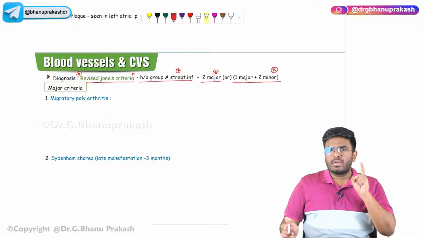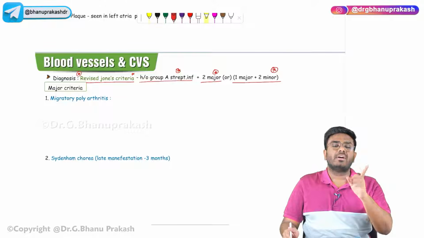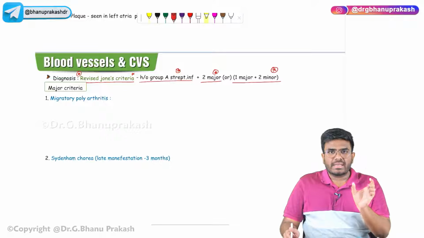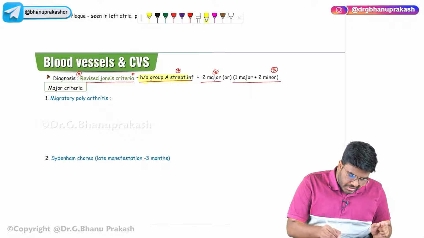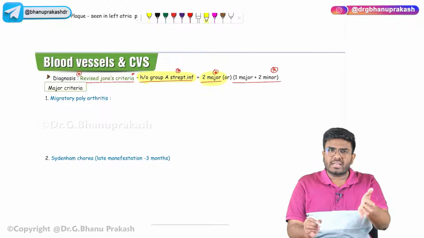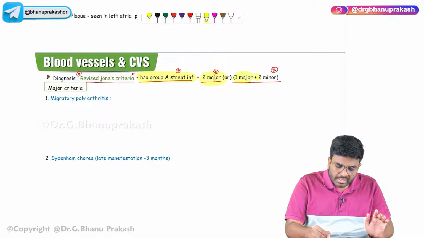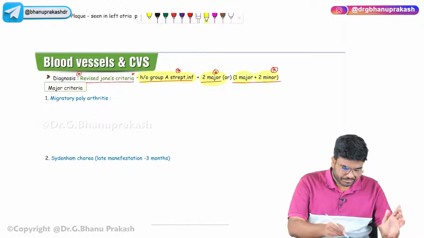So tell me, the revised Jones criteria is used to establish the diagnosis of rheumatic fever. And what is needed? History of group A beta hemolytic streptococcal infection should be positive along with 2 major criteria. If 2 major criteria are not there, at least 1 major criterion should be there along with 2 minor criteria. So, what are these major and minor criteria? We will discuss.